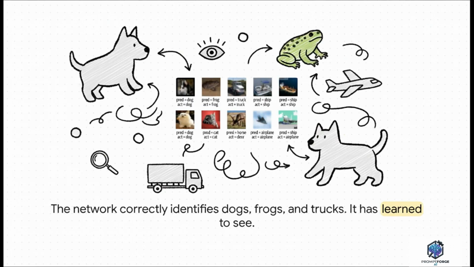And this is what that number actually looks like. It's not just a score on a chart. Our network is now correctly identifying dogs, frogs, trucks, ships. It's really seeing what's in these images. We did it. We taught it how to see.